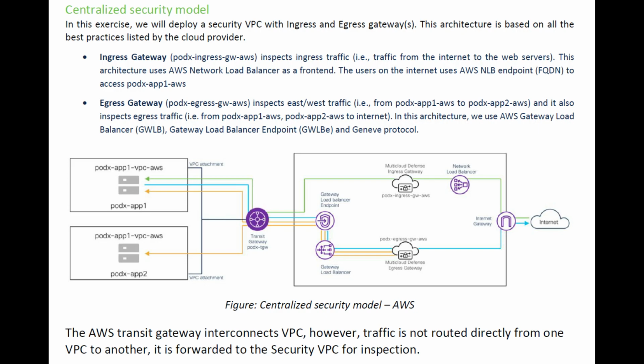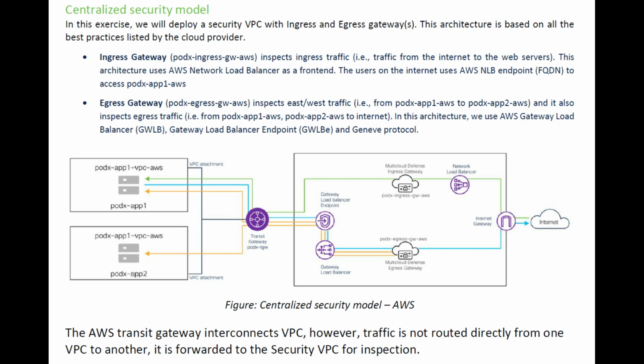All right, in this exercise, we'll deploy a security VPC with ingress and egress gateways. This architecture is based on all best practices listed by the cloud provider. So I have ingress gateway, which is pod 33-ingress-gateway-AWS. This inspects ingress traffic from the internet to the web servers. This architecture uses AWS network load balancers as a front end. The users on the internet use the AWS network load balancer endpoint FQDN to access the application.